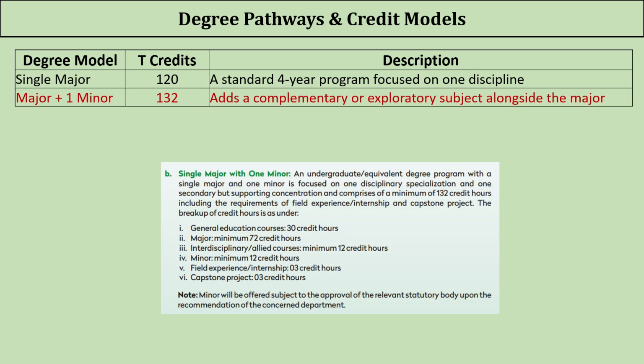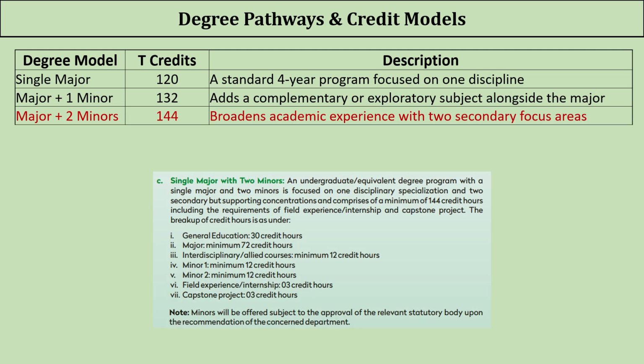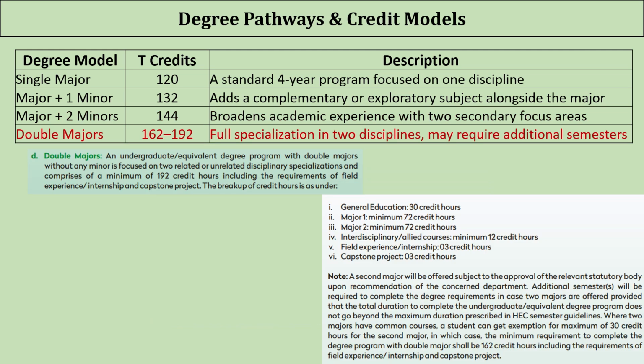Major plus one minor, 132 credit hours. Students can complement their major with a 12 credit hour minor, which may add technical, theoretical, or practical value. For example, a biology major might choose a minor in public health. Major plus two minors, 144 credit hours, offers the opportunity to study two additional subjects alongside the major. This broadens academic exposure and skill diversity, which is valuable in interdisciplinary careers.